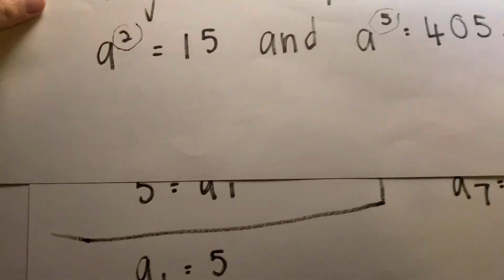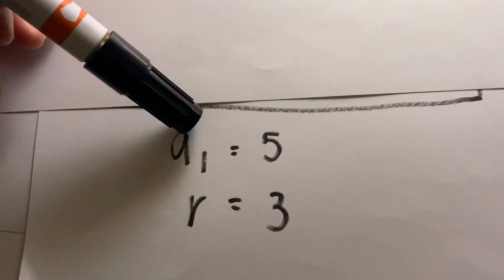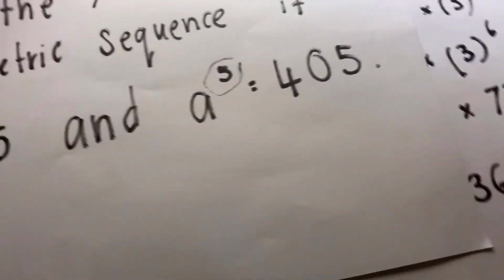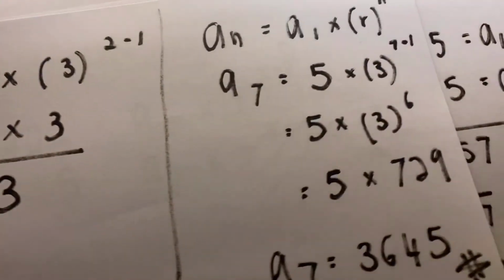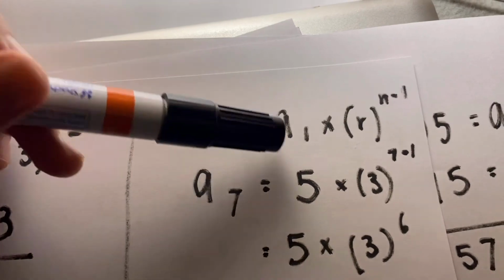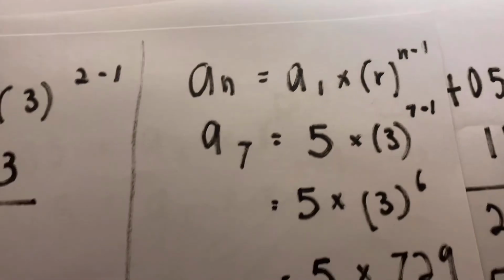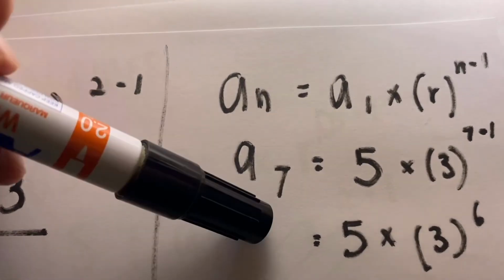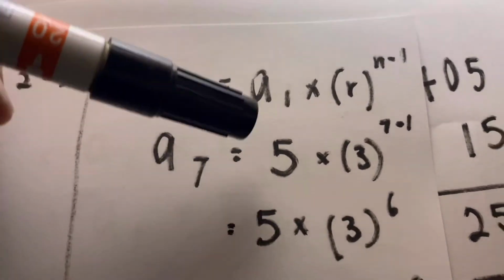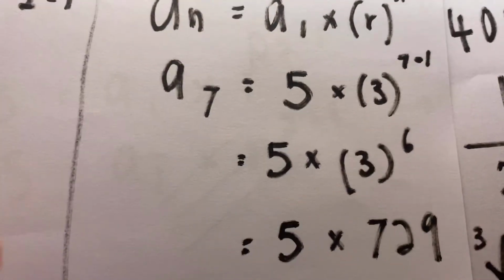So this is the last part of everything. Now we already got a sub 1 equals 5 and the common ratio r equals 3. Now all we have to do is apply the formula as usual, which is a sub n equals a sub 1 times r to the power of n minus 1. Now we apply a sub 7. Why a sub 7? Because it is the seventh term. So a sub 7 equals 5 times 3 to the power of 7 minus 1. This is the common ratio. Okay, so let's proceed.